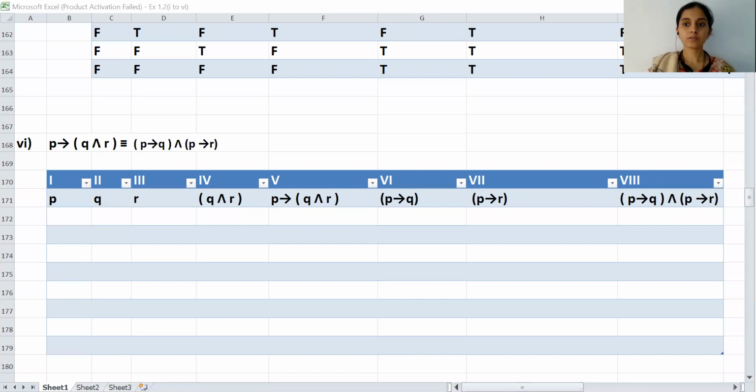Okay, so here on the screen we have the sixth problem. P implies (Q and R) is equivalent to (P implies Q) and (P implies R). Implication, remember: if the back is true and the front is false, then the answer is false. Otherwise, it is true. Also, it is P, Q, R, so there are three statements. We will have to use three tables over here. Let us begin.